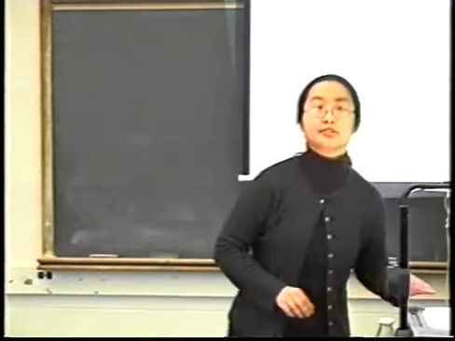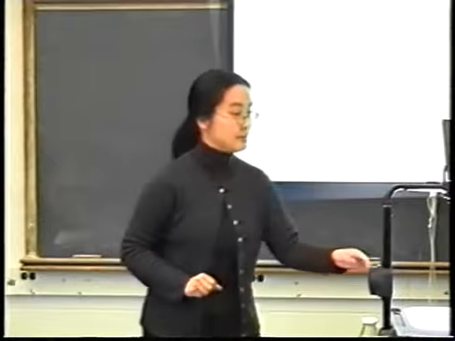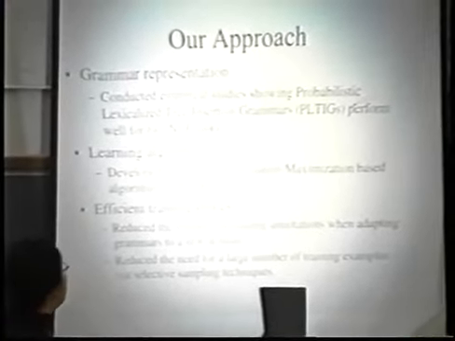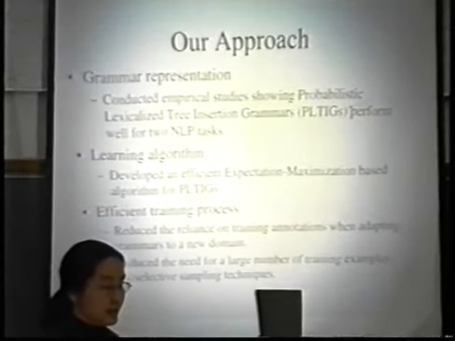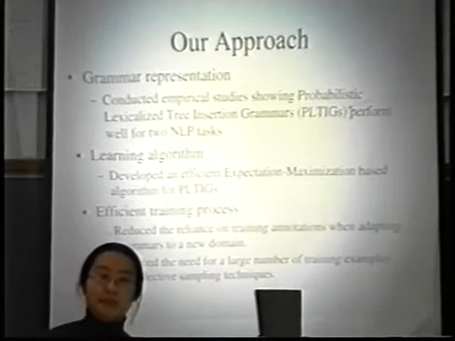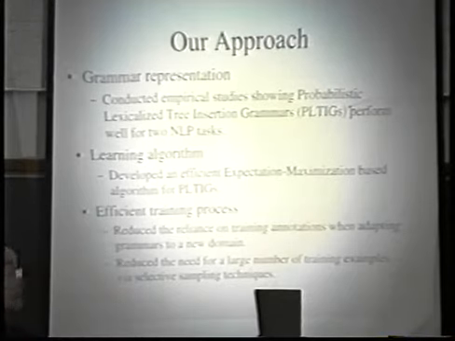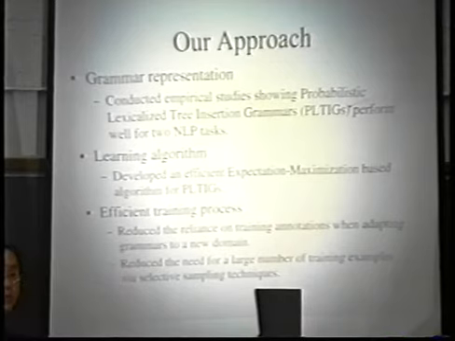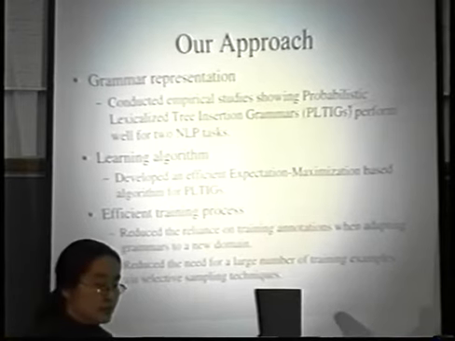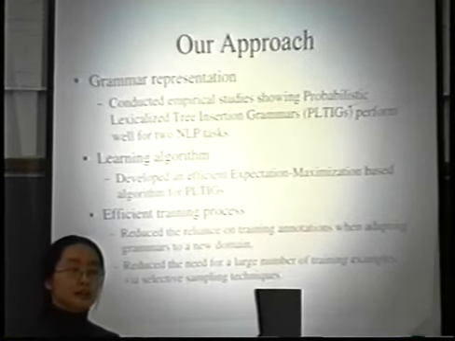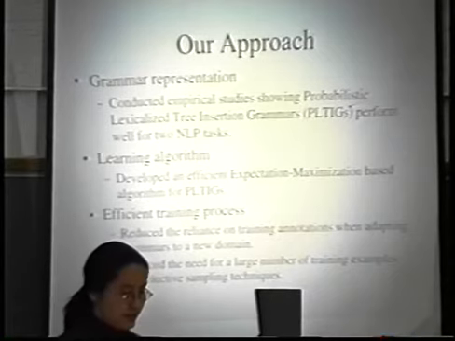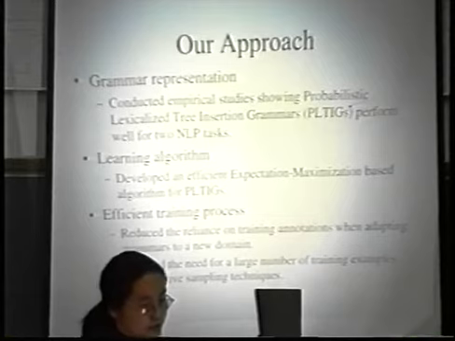So to answer these questions, I will first begin by arguing for a representation that makes use of both probabilistic and lexical features. In particular, I will be working with a formalism called Probabilistic Lexicalized Tree Insertion Grammar. I'll talk more about that later. And I have done some empirical studies showing that this formalism works well for two types of NLP tasks, whereas many formalisms tend to be developed and run on a particular task, so that they don't generalize as well.